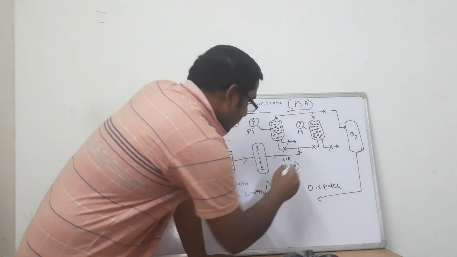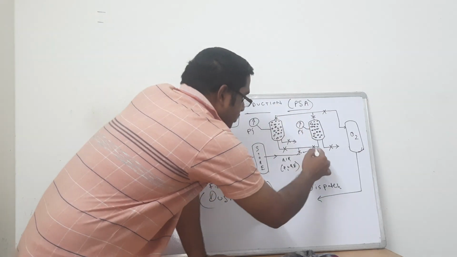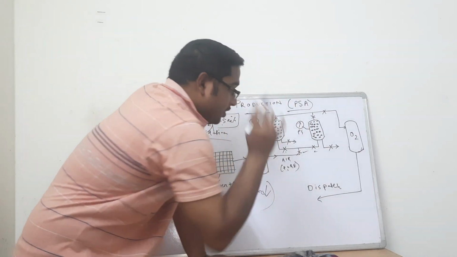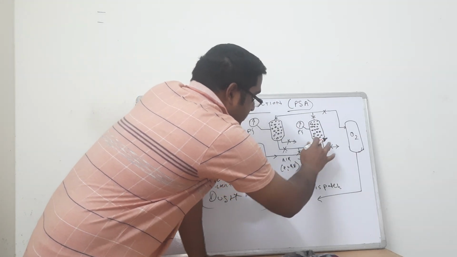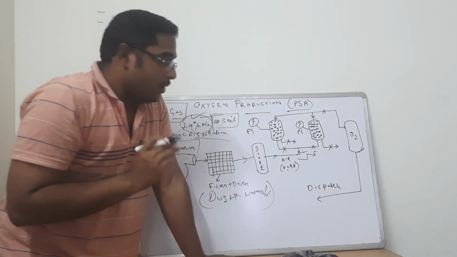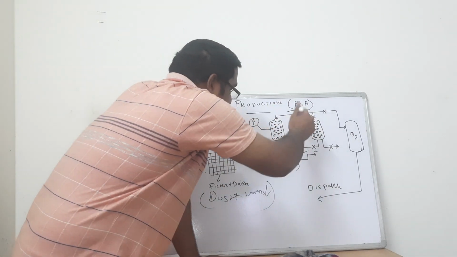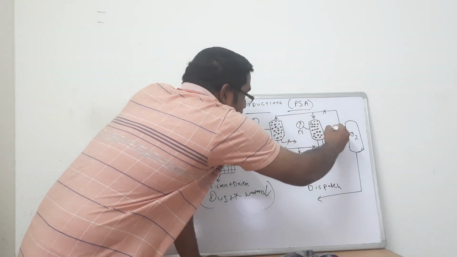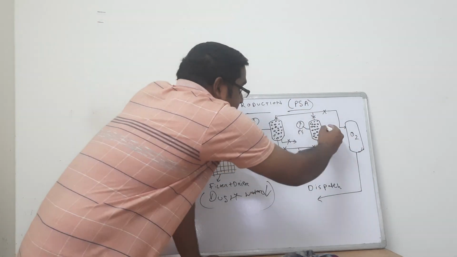The cycle of adsorption. In the cycle of adsorption, this valve is open and this valve is closed. So air enters through this and goes into this adsorption tower. Now as it goes into this adsorption tower, the pressure is increased immensely. So the pressure in the adsorption cycle of this particular tower where the gas is entering is high.